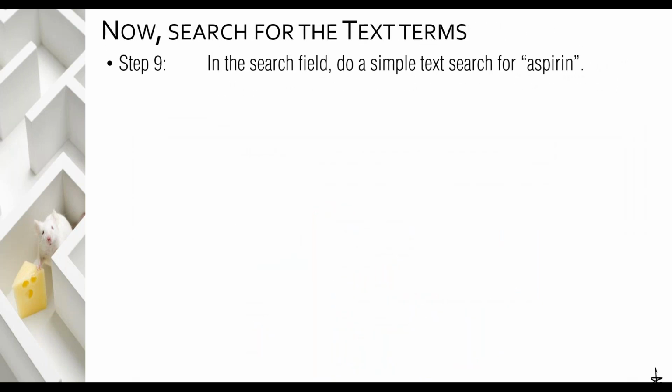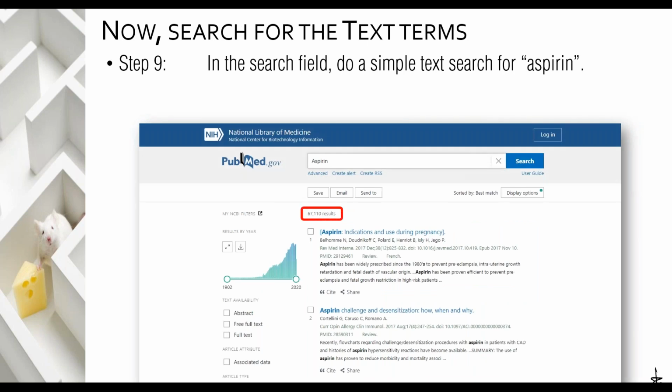So now I am sure that I'm not missing anything from the different combinations. Now that I have searched my MeSH terms, you go up to the bar, erase everything, and then put in your text. So text, remember, we had aspirin and vitamin C. If I just put aspirin and click search, it gives me all the articles that contain aspirin. So 67,000 articles about aspirin.